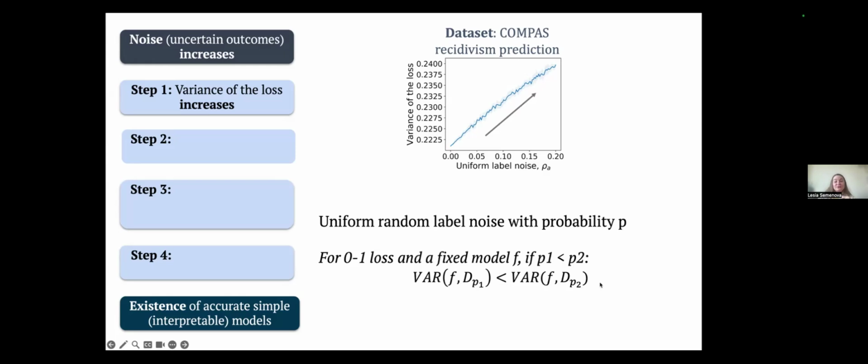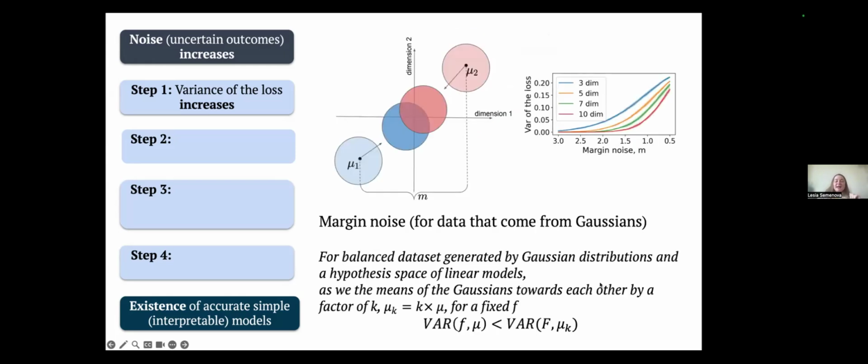The same is true for margin noise. And what do I mean by margin noise? It sounded a little bit mysterious. So let's say that we take two Gaussians, and let's say they are far apart. And now I move them closer together. As I move them closer together, I introduce more uncertainty near the decision boundary. That's why I called it margin noise.